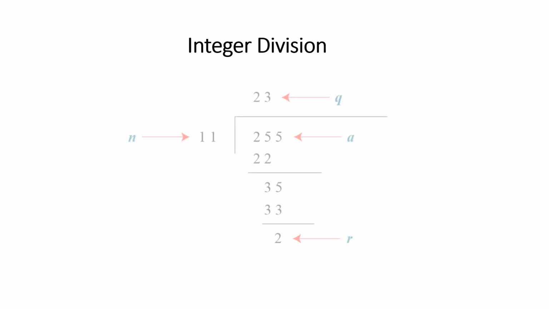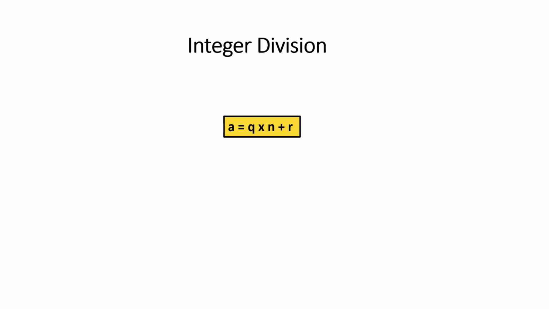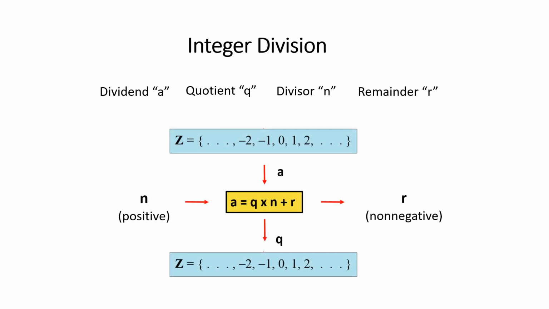In integer arithmetic, if we divide a by n, we can get q and r. The relationship between these four integers can be shown as a = q × n + r. In this relation, a is called the dividend, q the quotient, n the divisor, and r the remainder. Note that this is not an operation, because the result of dividing a by n is two integers, q and r. We can call it the division relation.